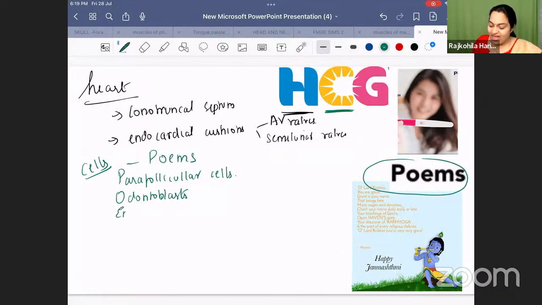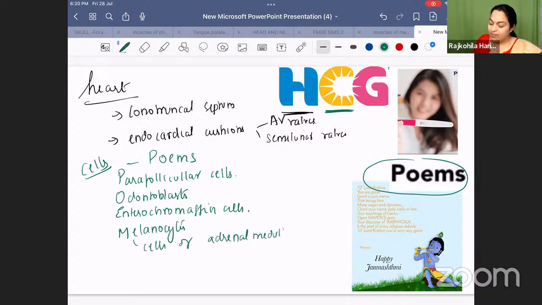And then enterochromaffin cells. M, you can put two things for M. One is the melanocytes, please remember, and the other is the cells of the adrenal medulla. And S stands for the Schwann cells, the cells of the peripheral nervous system. Yeah, the Schwann cells, the satellite cells. H is done. C is done.